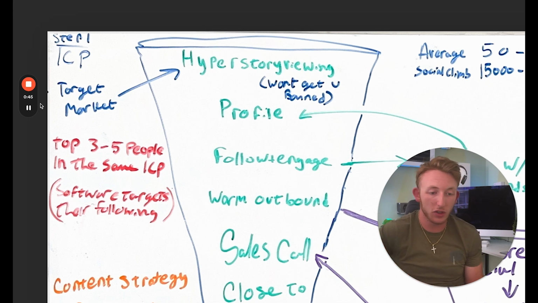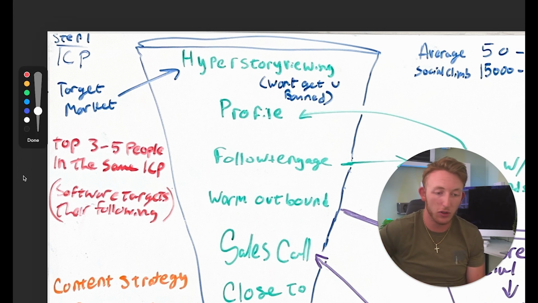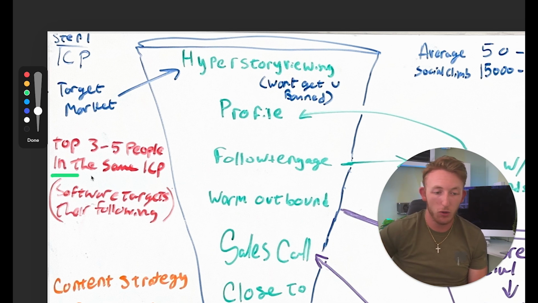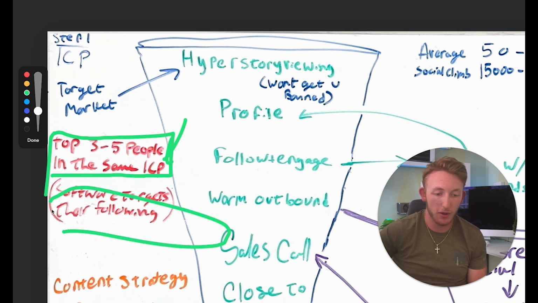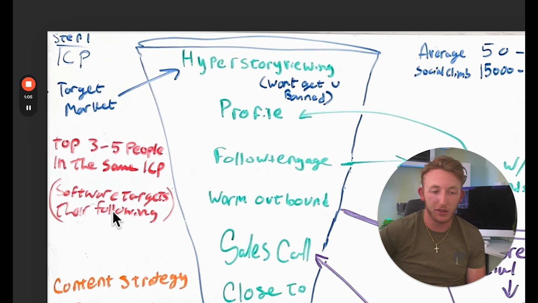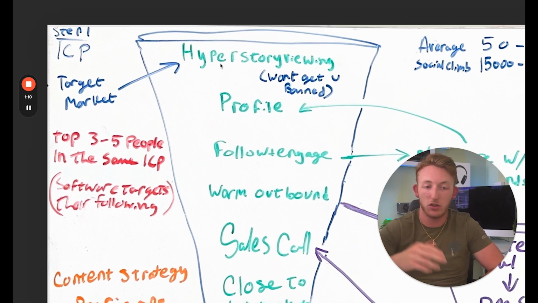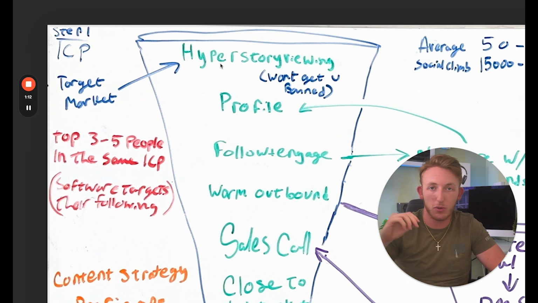So the first thing that we need to do is look at and do a little bit of market research. See who are the top 3 to 5 people in the same niche as me. So if you're in the fitness niche, it might be Greg Doucette, it might be Alex Eubank, those kind of people who are big fitness creators. We're going to look for the top 3 to 5 people inside of the same ICP. And then we're going to scrape their following, right? So we're going to scrape the following of their audience. Obviously, we're going to use hyperstory viewing. So that basically is a software. It goes out, likes people's stories, votes on their polls, that kind of thing.